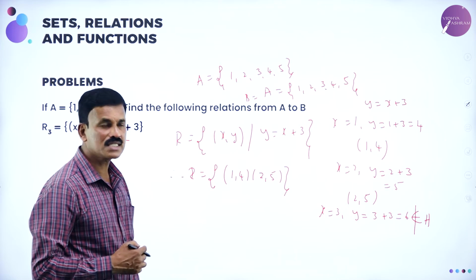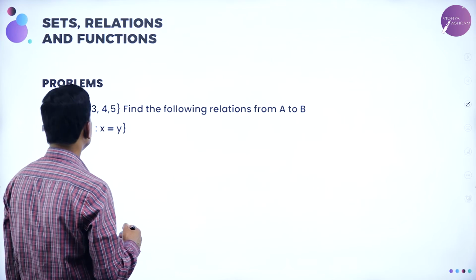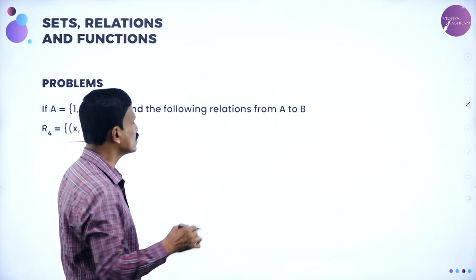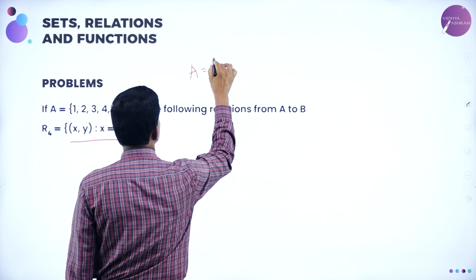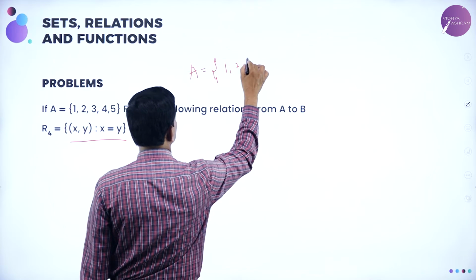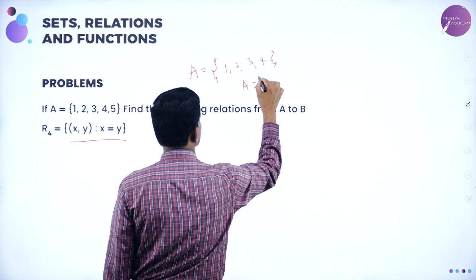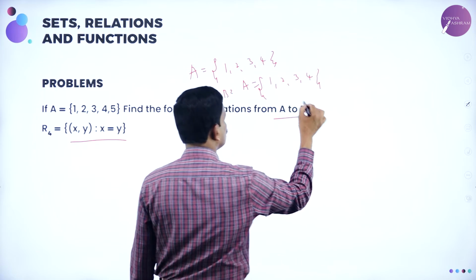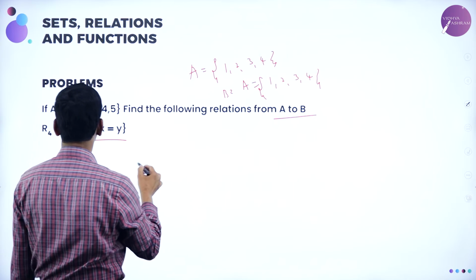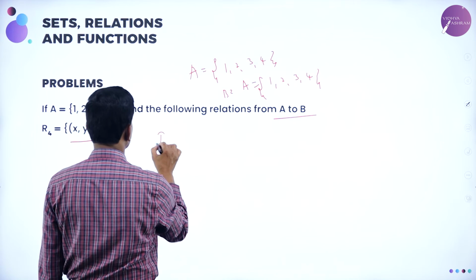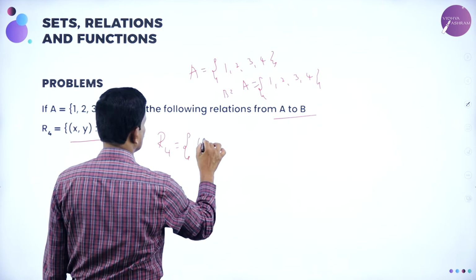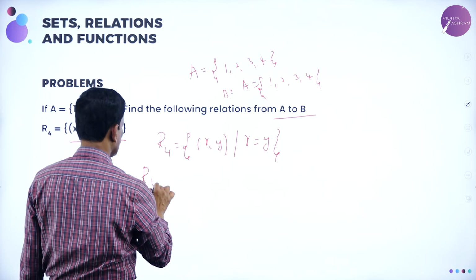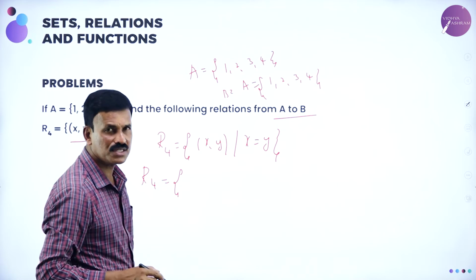Now, let us come to the next example. If A is 1, 2, 3, 4, 5, find the following relation from A to B. What is it? X is equal to Y. So what is A? A is equal to 1, 2, 3, 4. Consider the same set A, or B, as 1, 2, 3, 4. Then the relation from A to B, or A to A, is defined by R equal to (X, Y) such that X is equal to Y. The first element is equal to the second element.